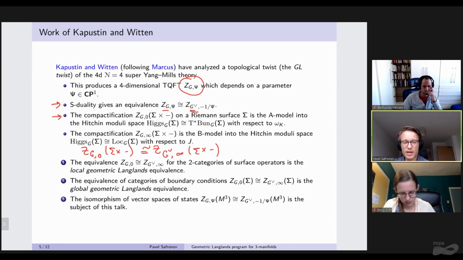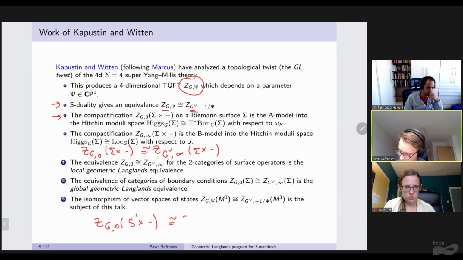So one thing you can extract out of a 4-dimensional TFT is the 2-category of surface operators. In terms of the functorial approach to TFTs, you can think of this as the compactification of this 4-dimensional TFT on the circle. And then if you just count the category number, this should be a 2-category. So if you think about this equivalence of the 2-categories of surface operators in these 4-dimensional TFTs, you arrive at what's called the local geometric Langlands correspondence. So the local geometric Langlands correspondence is an equivalence of some 2-categories.